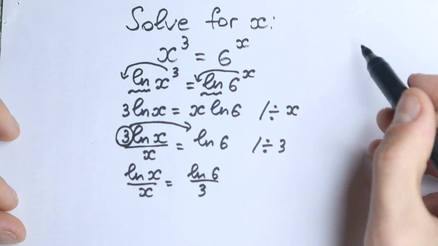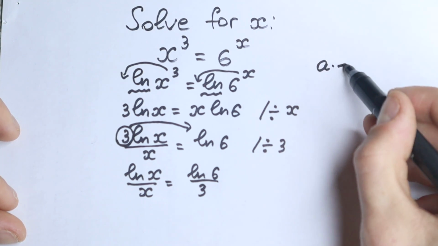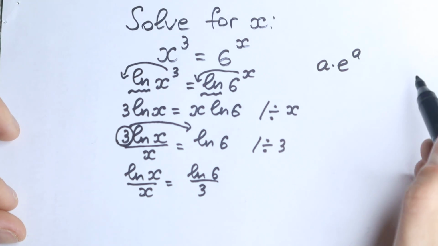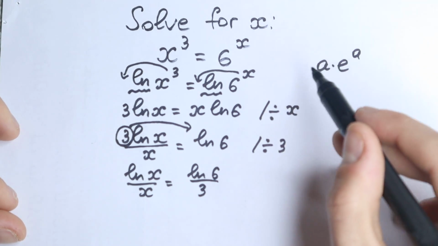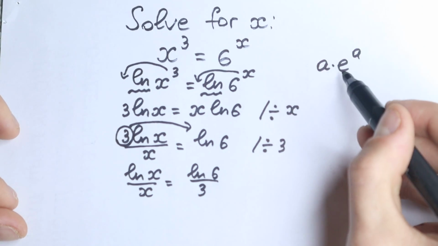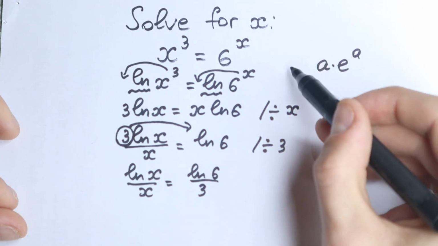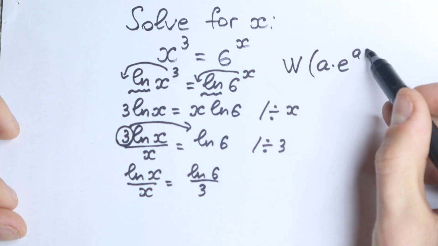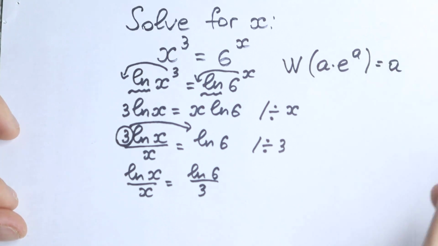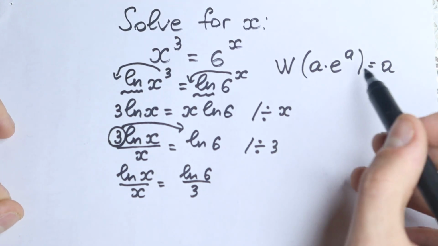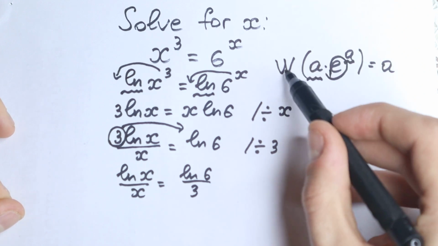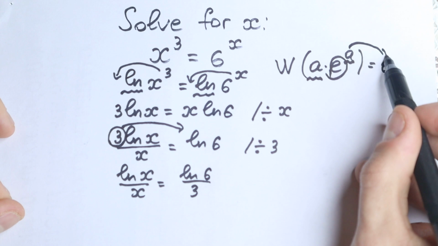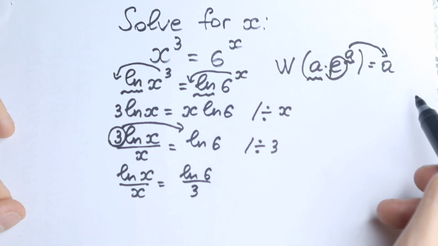For example, imagine that you have an expression like that: a times e to the power a, where a is whatever expression you want, complicated or very easy, it doesn't matter. If we take the Lambert W function of this expression, this is equal only to our a, which is really great. A lot of students have difficulties with this, but if you have this expression, a times e to the power a, and we take the Lambert W function, we have only our a, which is the same as the power of this e.